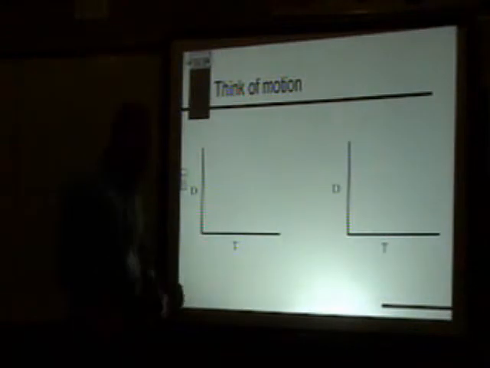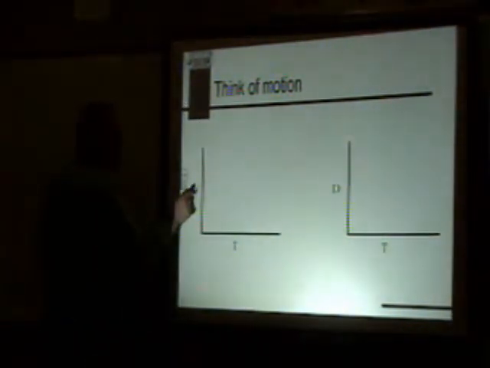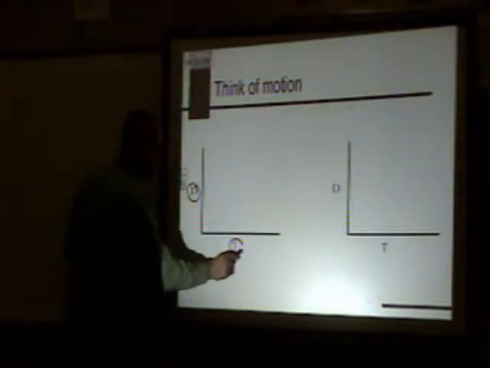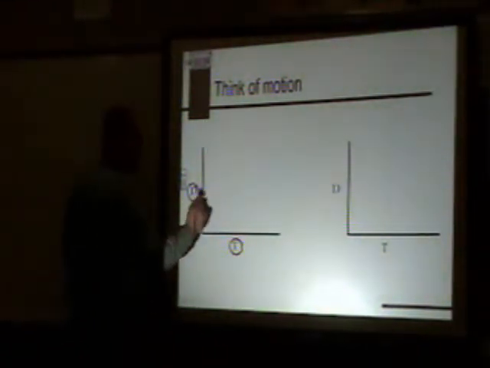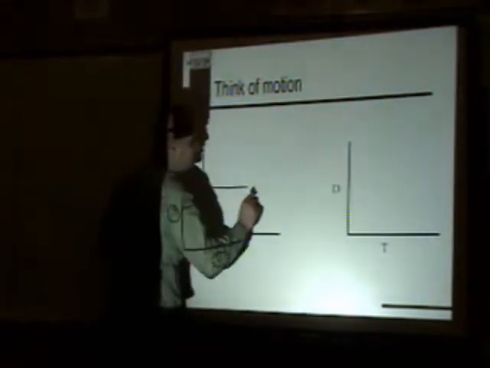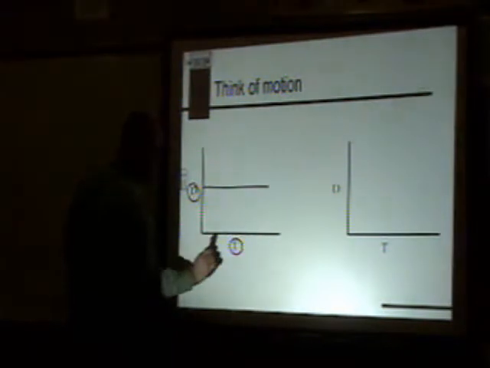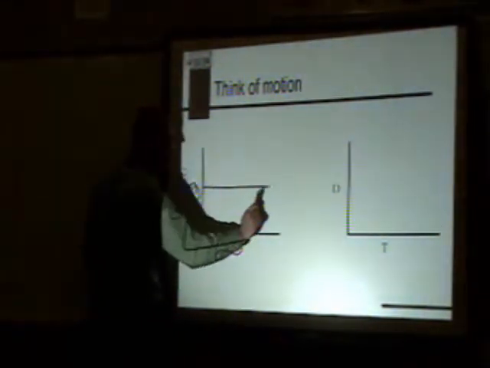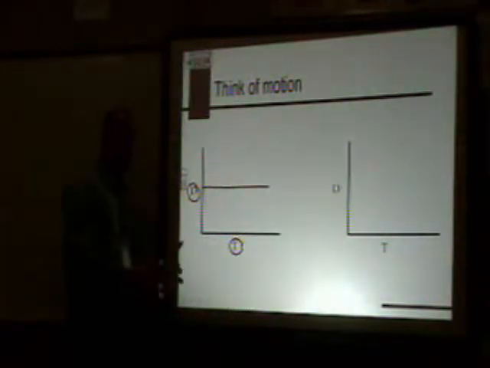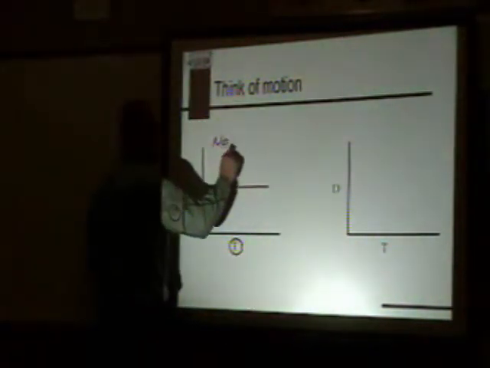Alright, when we think about motion, and we have a graph that plots distance over a certain amount of time, as I collect that data, I can get a graph that looks perhaps like this. This means that as time goes by, the distance that I've traveled doesn't change. So if the distance isn't changing, that means I'm not moving.